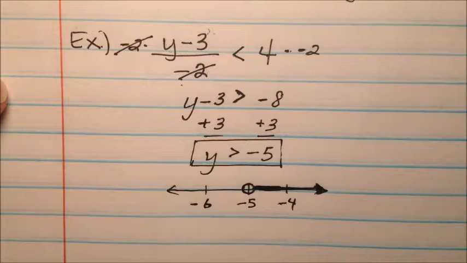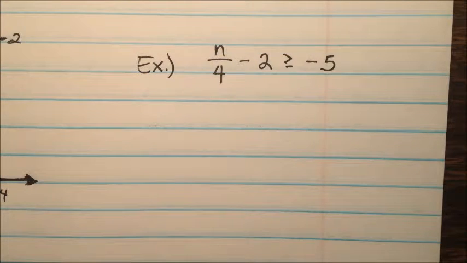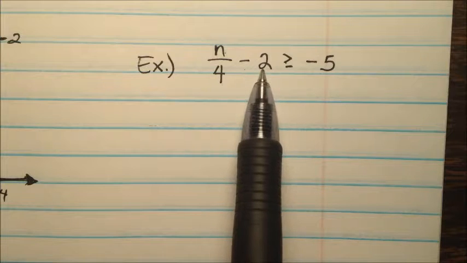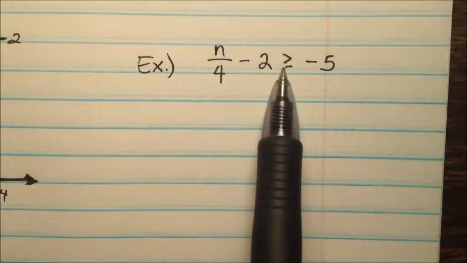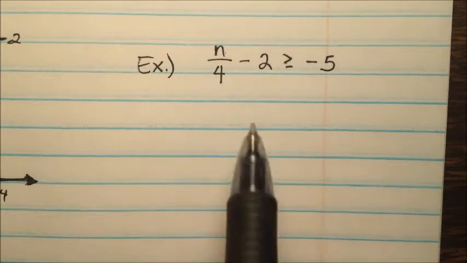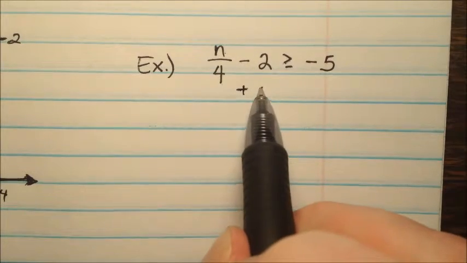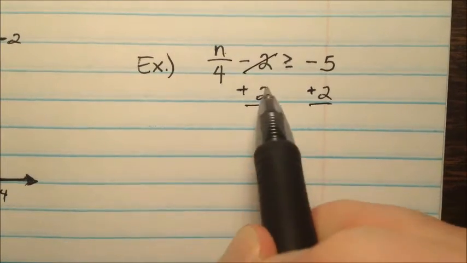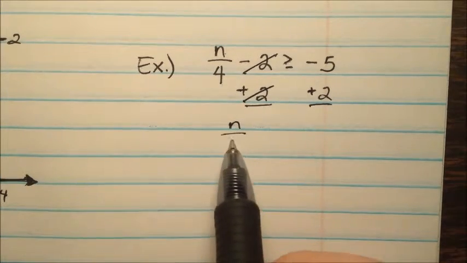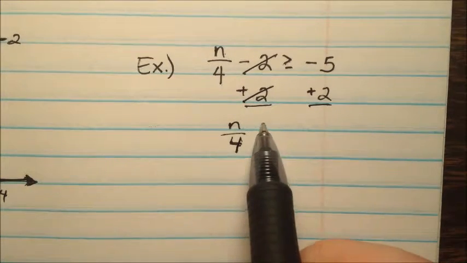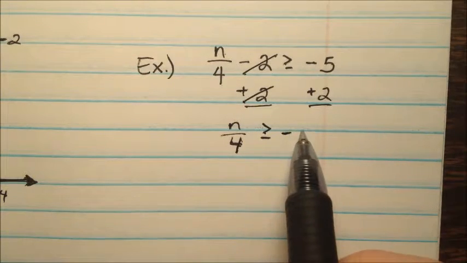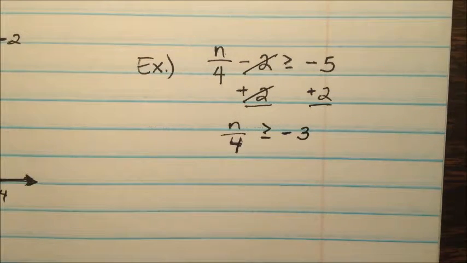The next inequality example we have is n divided by 4, and that's minus 2, and that whole thing is greater than or equal to negative 5. So the first thing I want to do to isolate my variable, which is my n, is add 2 to both sides. When I do that, those guys go away, and I'm still left with n divided by 4 greater than or equal to, and negative 5 plus 2 will be a negative 3.